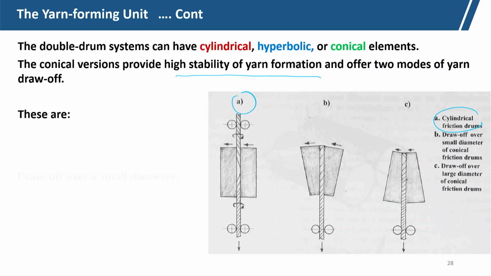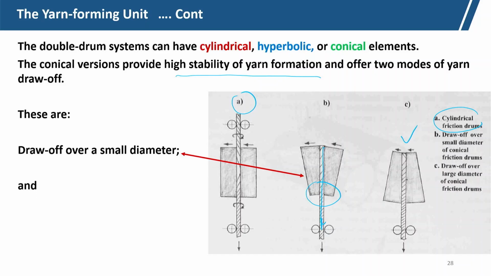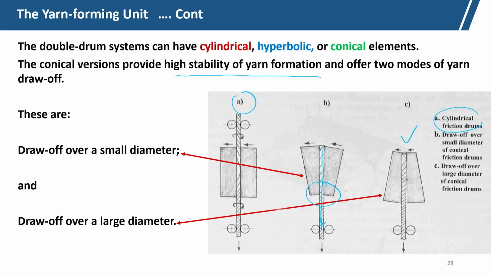One mode is draw off over the smaller diameter, when the yarn is drawn from the smaller diameter portion, and the other is draw off from the larger diameter portion. In this system, high stability of yarn formation is there.